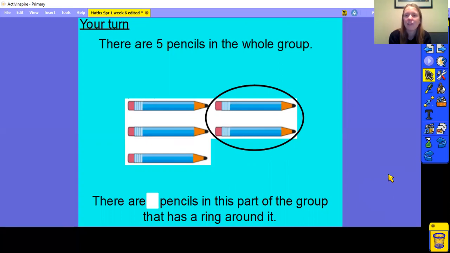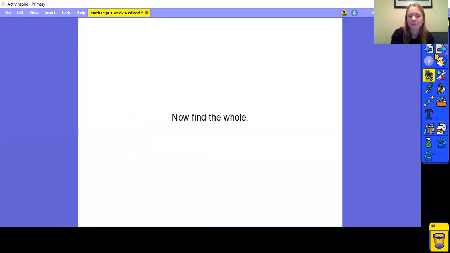Okay, now let's have a look at it together. How many pencils in the part of the group that has a ring around it? So we're just counting the pencils inside the ring. 1, 2. There are 2 pencils in the part of the group that has a ring around it. Well done if you got those right.